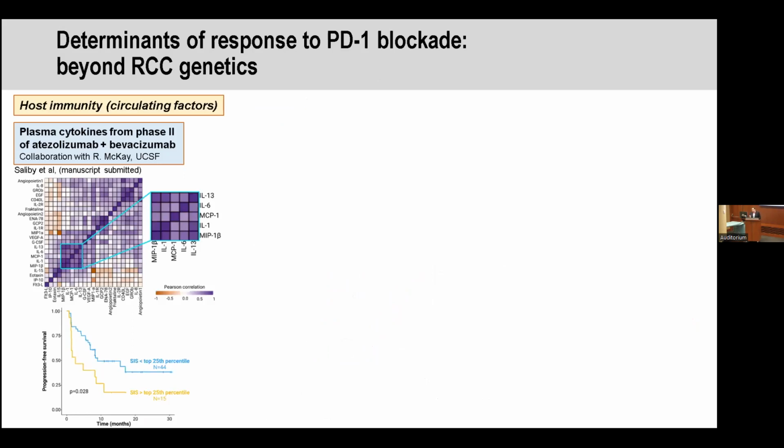McKay at UCSD, who ran a phase 2 trial of another immune therapy drug, atezolizumab plus bevacizumab. This was actually non-clear cell kidney cancer, less common variants. And what we could see by looking at circulating factors by plasma cytokines is that there's a highly correlated module of inflammatory cytokines that are present in a variety of these patients with non-clear cell disease. What we call the systemic inflammatory module was associated with worse response and worse survival within these patients.